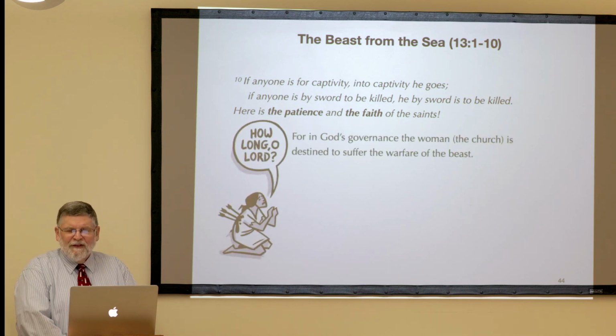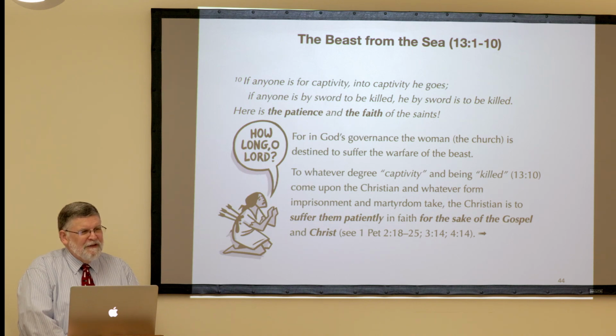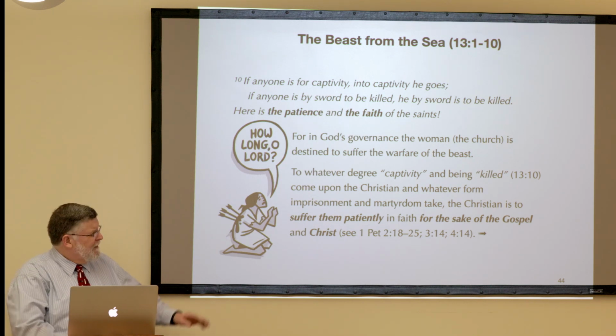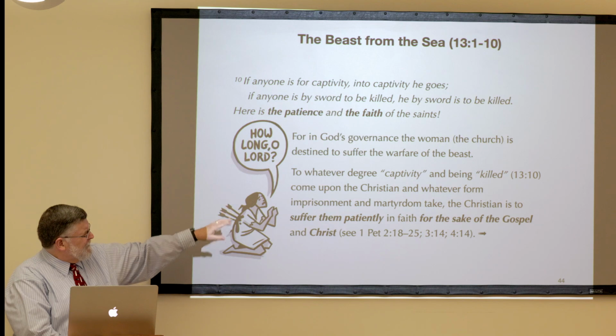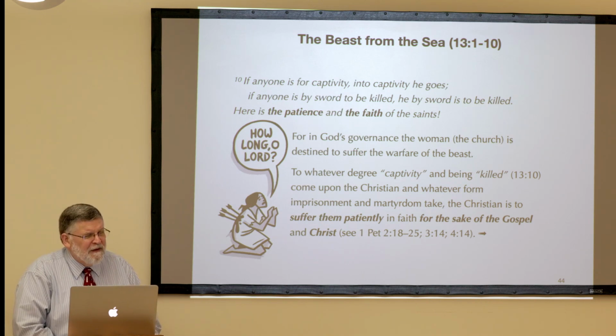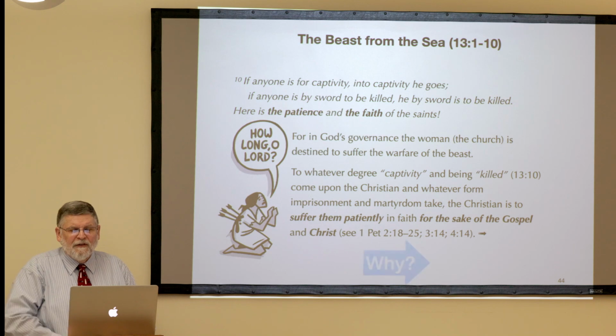The patience and faith. Patience is a tough thing, right? How do you get patience? By waiting. It's one of those things that doesn't drop down, but is learned over time. Maybe, huh? No matter what happens, whatever form, we are to suffer patiently in faith for the sake of the gospel and Christ. That's why God allows all this to occur.